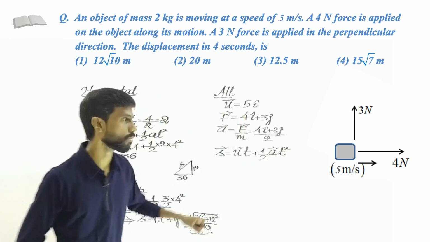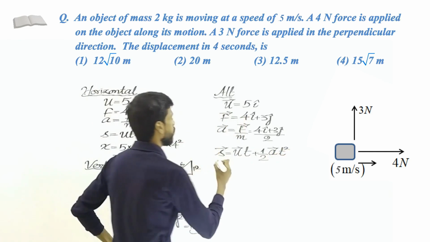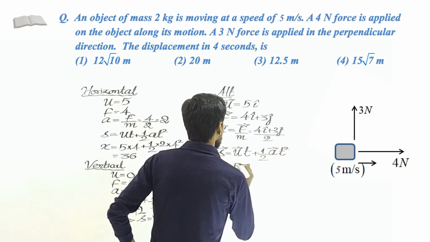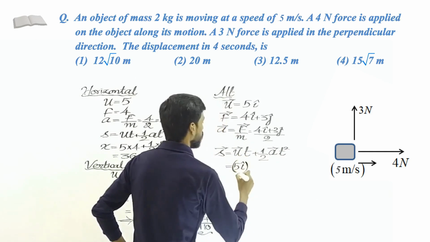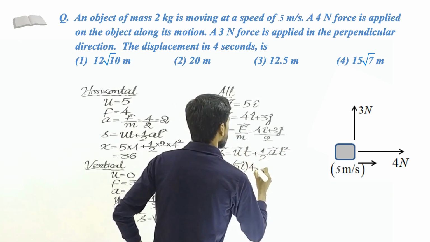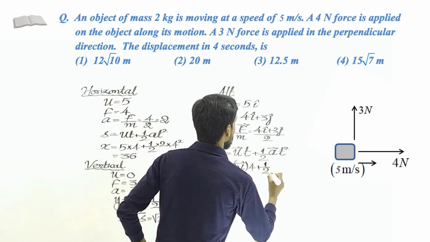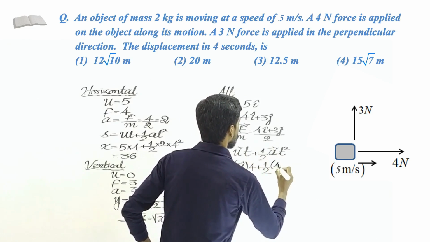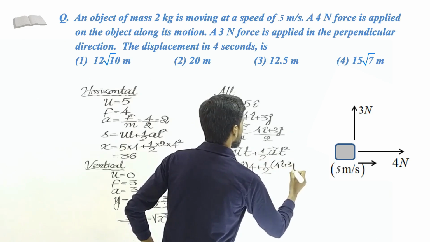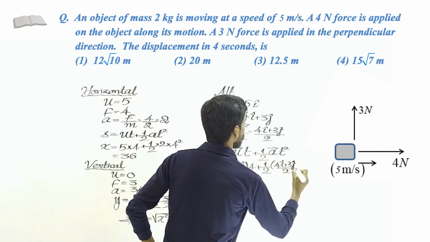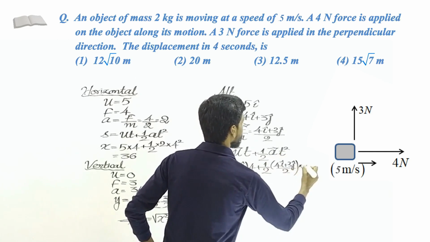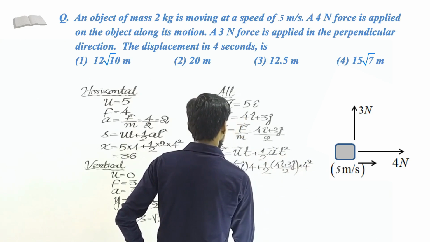Okay, so that's all. Let us substitute these values here. So u vector is 5 i cap, t is 4 seconds, plus half a vector. So a vector is 4 i cap plus 3 j cap, divided by 2, t square. T square is again 4 square. Alright, so let us simplify this.